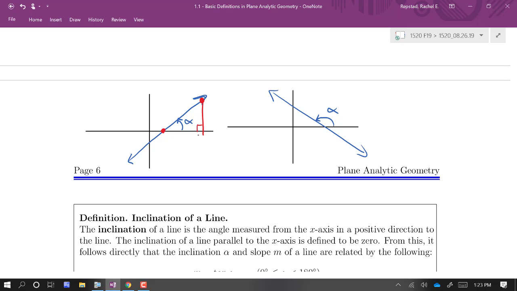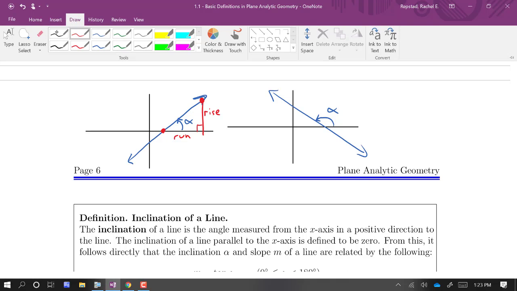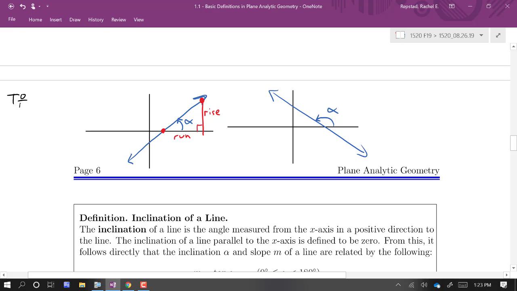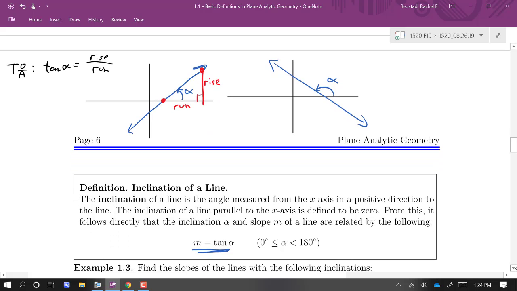If I were to use SOHCAHTOA on this angle, I've got a couple of legs, this leg and that leg. Finding the slope just requires rise over run, right? Some distance up divided by some distance over. But if I use SOHCAHTOA here, in fact just the TOA part, we get tan alpha equals rise over run. And that's precisely what it says in this definition, where it says m is equal to tan alpha. Rise over run is our slope.